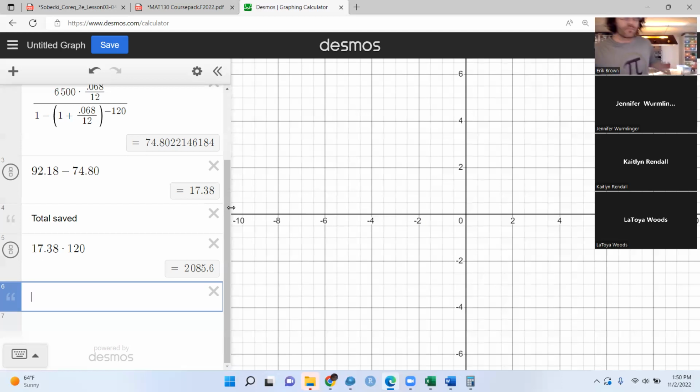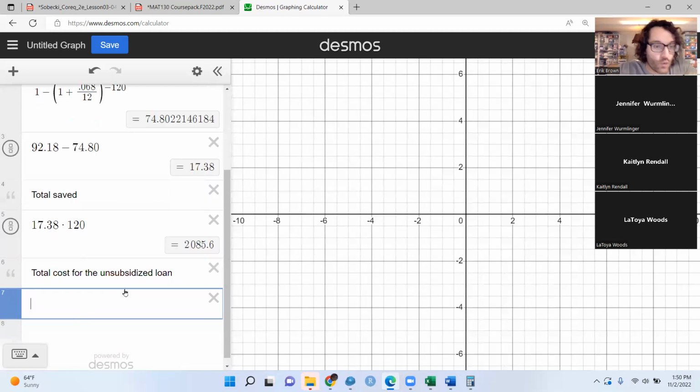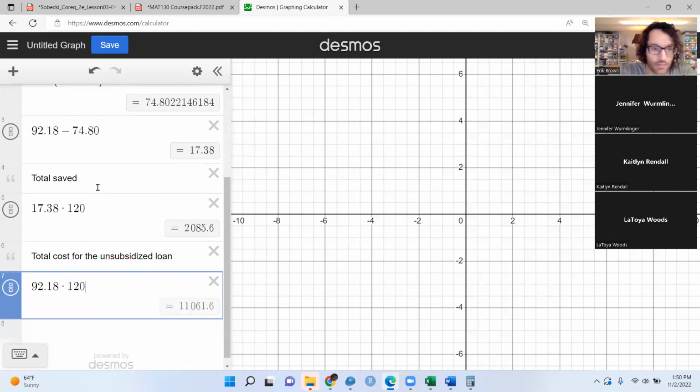So if we want the total cost for the unsubsidized loan, we're going to take that monthly payment, 92.18, that's the cost per month, multiply it times 120. So we borrowed $6,500. We got out of school in 42 months, and then we started paying it 120 times. We made that $92 payment and we ended up paying 11,000.